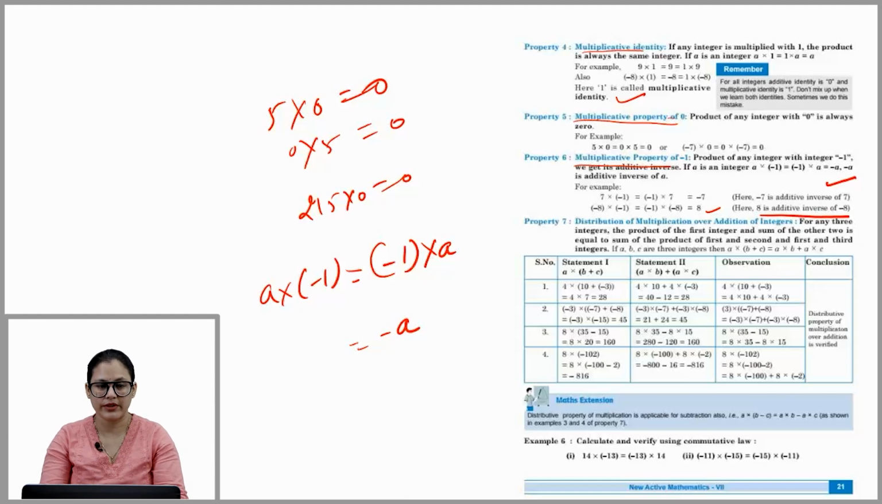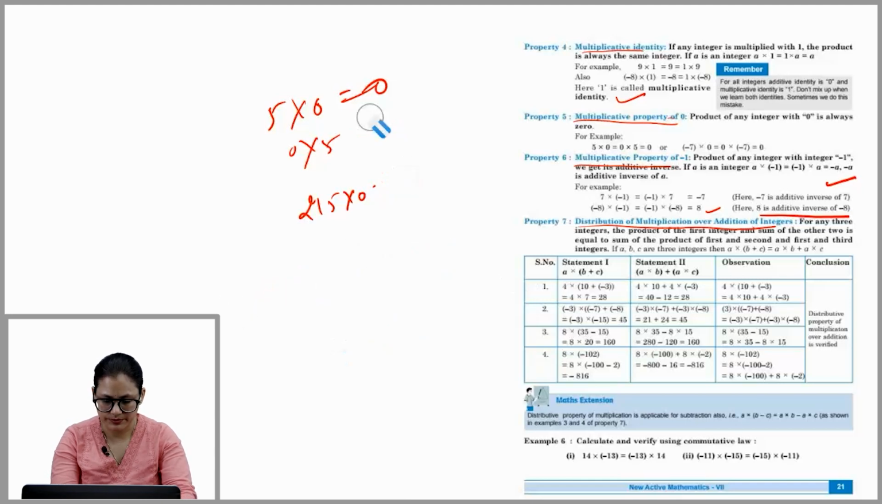Okay. Number 7, distributive property of multiplication over addition of integers. For any three integers, the product of the first integer and the sum of the other two is equal to the sum of the product of the first and second and the first and third integers. If a, b, c are three integers, then a into (b plus c) in brackets is equal to a into b plus a into c. Okay. So statement 1 is what? See, what does this statement say?